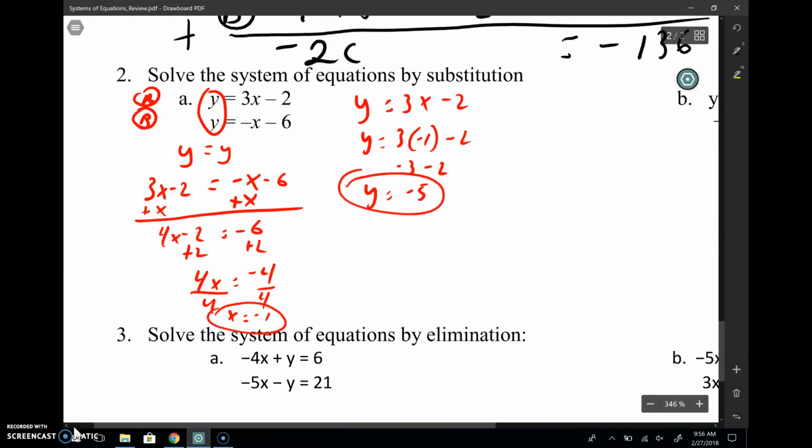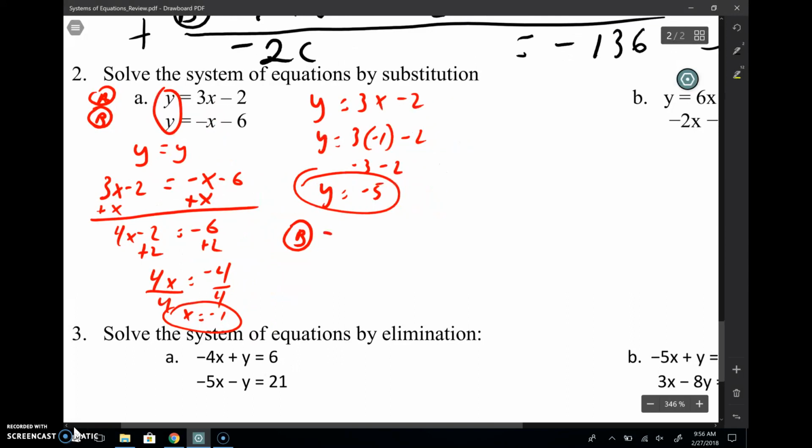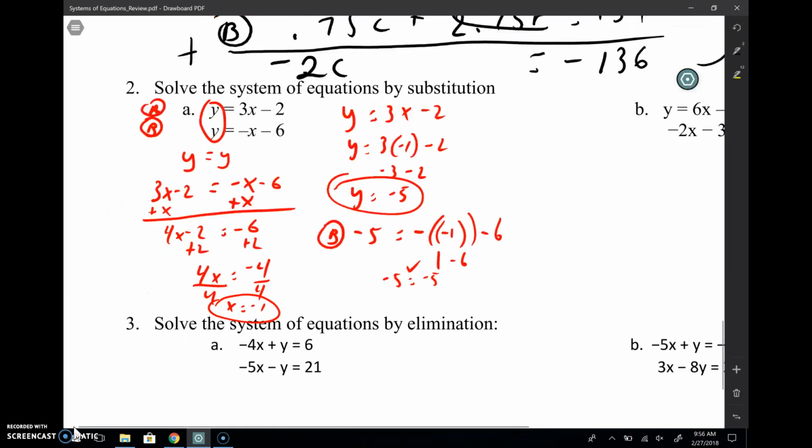And again, before I move on, I want to double check to make sure it works for the second equation, my equation B in this case. So does negative 5, because that's y, equal to negative x? So I just write negative and then substitute in x, which is negative 1, minus 6. Well, the opposite of negative 1 is positive 1, minus 6. Yep, I get negative 5 is equal to negative 5. So my answer does check out. So my solution point is negative 1, negative 5.